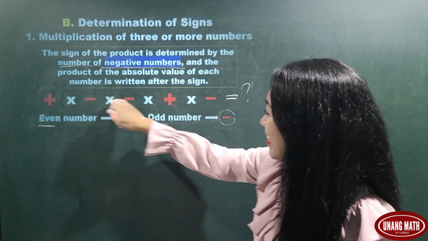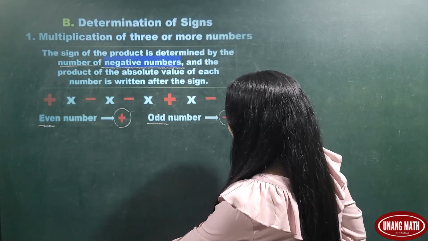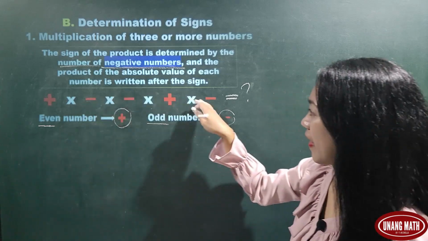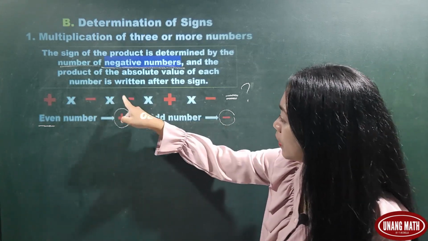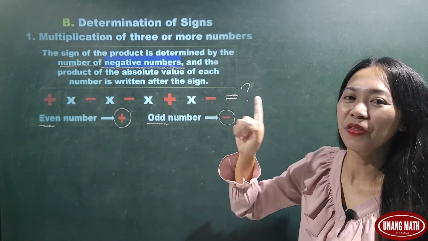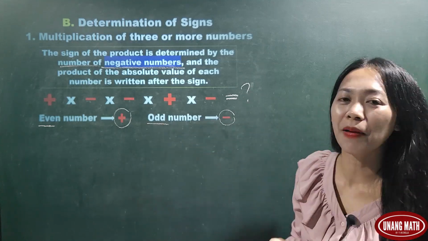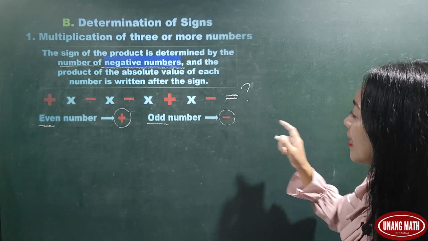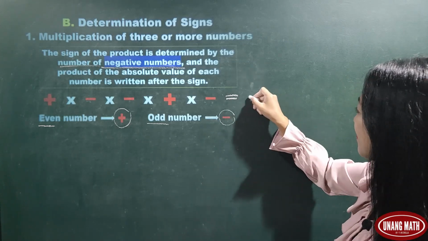Okay, let's take a look at this example. Let's count how many negative numbers there are. So we have 1, 2, 3. 3 is an odd number. That means the sign of the product is negative.